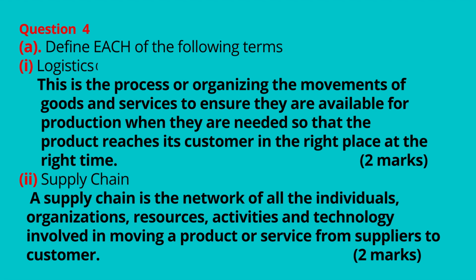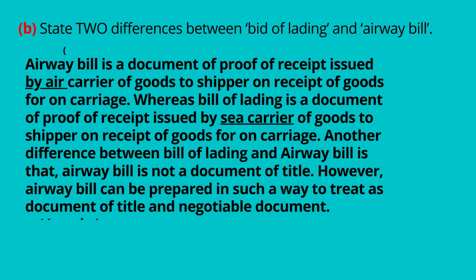Supply chain. A supply chain is a network of all the individuals, organizations, resources, activities, and technology involved in moving a product or service from suppliers to the customer. In part B of question 4, state two differences between a bill of lading and an airway bill.